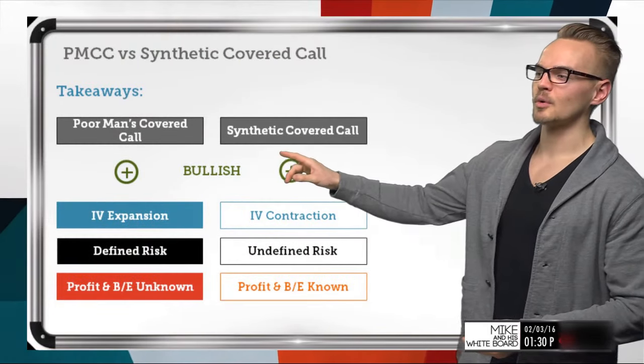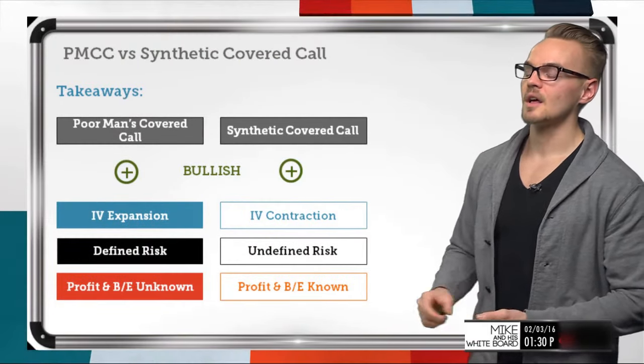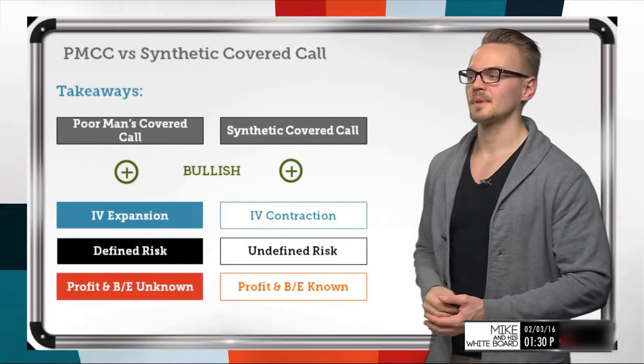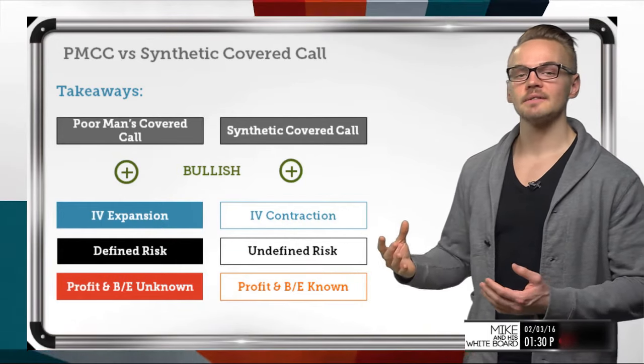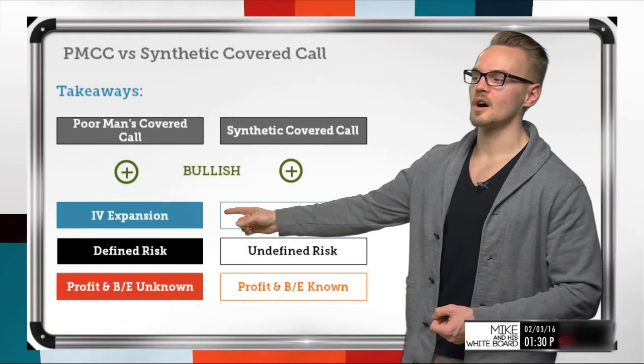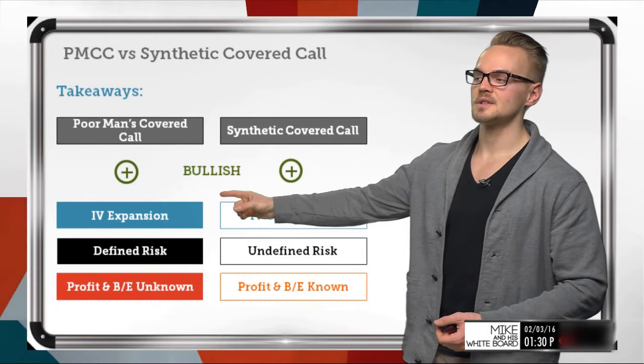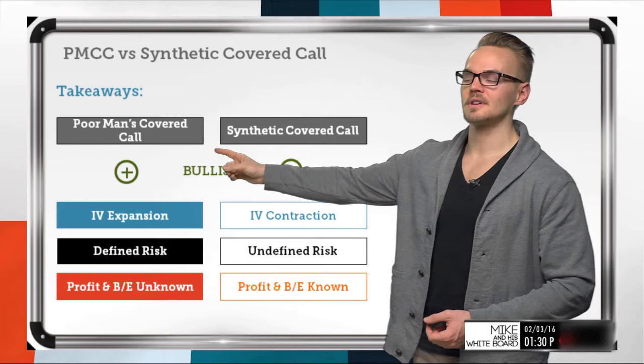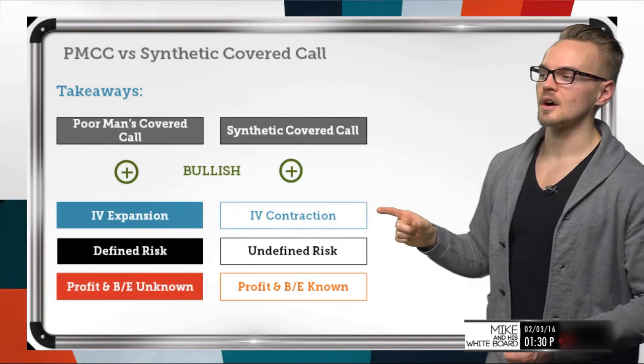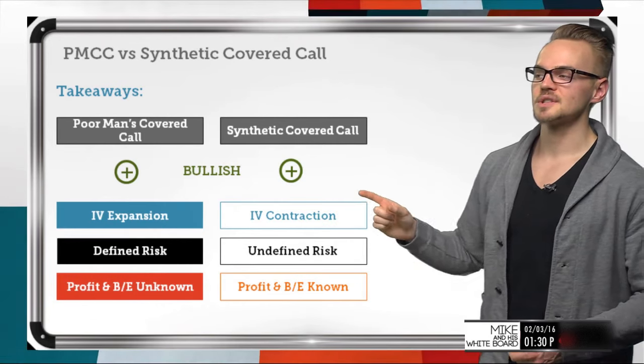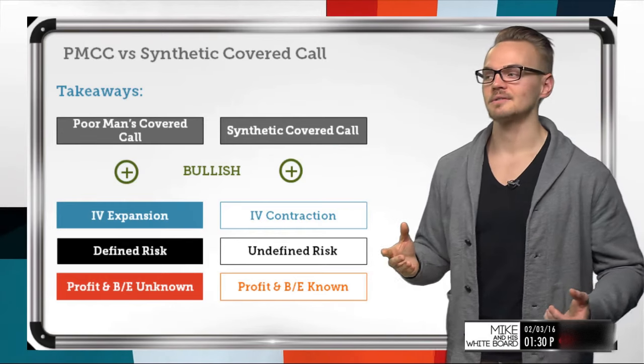So we know that a poor man's covered call and a synthetic covered call are both bullish assumptions. While they're both bullish, they do have some differences. With a poor man's covered call, I'm looking for an IV expansion, so I would like this one in a low IV environment. For the synthetic covered call, I'm looking for an IV contraction, so it's just the opposite. I might route this in a high IV environment.